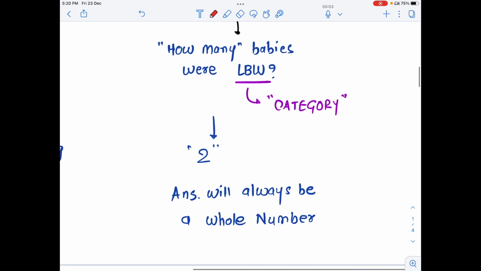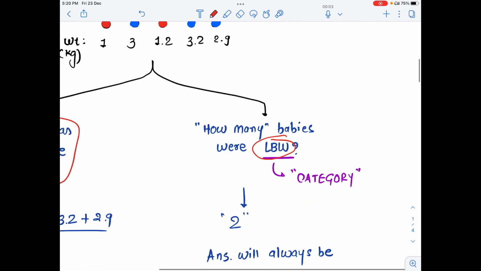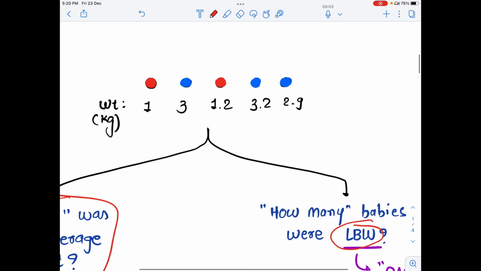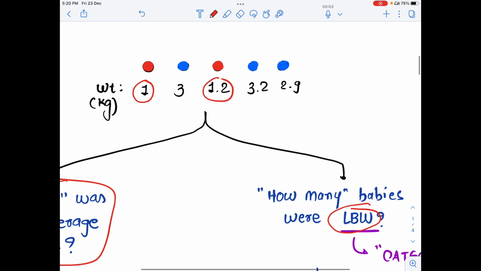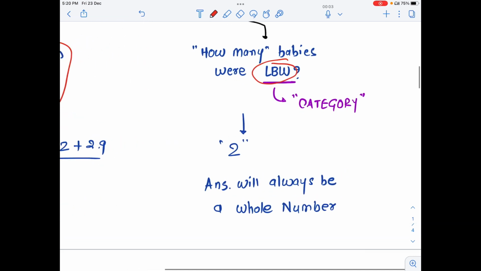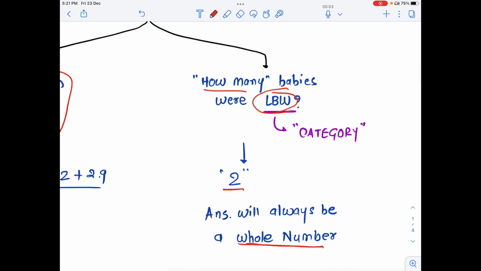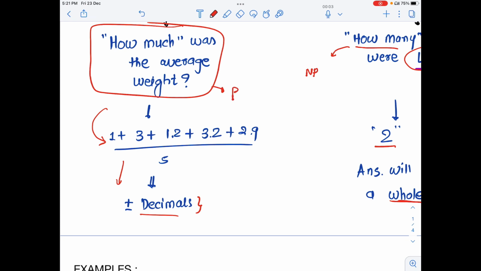Another research question was how many babies were LBW. Now LBW is a category which includes all the babies who were under the weight of 2.5 kg. In this we can see that there were two babies who had a weight of less than 2.5 kg. So the answer to that would be 2, which is a whole number. You can take any of the categories: low birth weight, very low birth weight, or high birth weight, more than expected. All of these categories will give you a whole number, and whenever there is a question of how many, you will always have to apply a non-parametric test, while in the other scenario you will apply parametric tests.